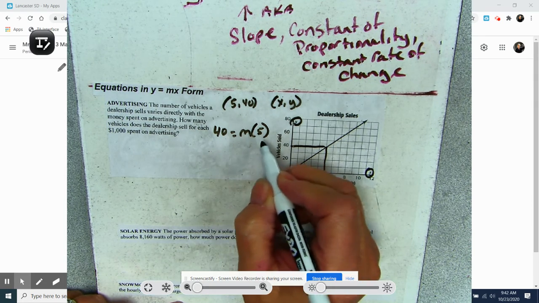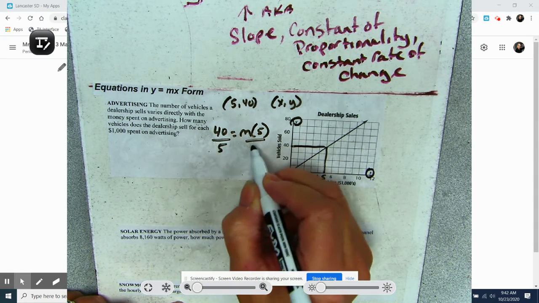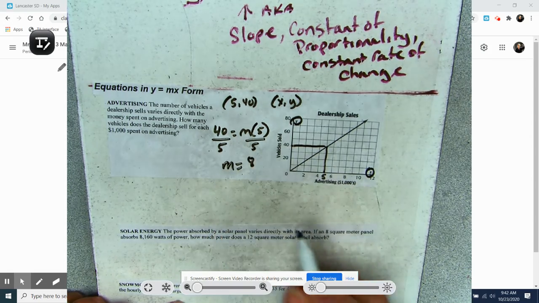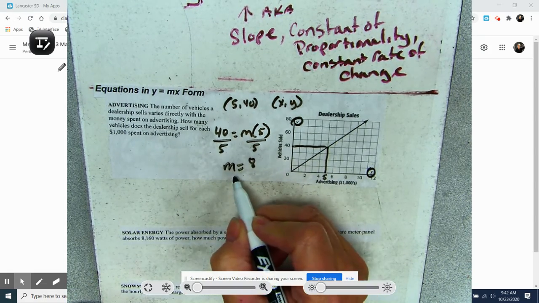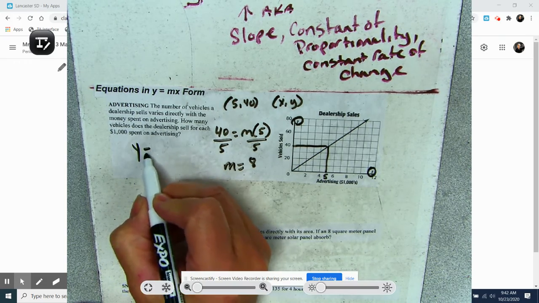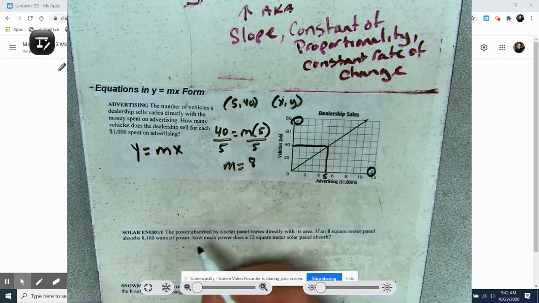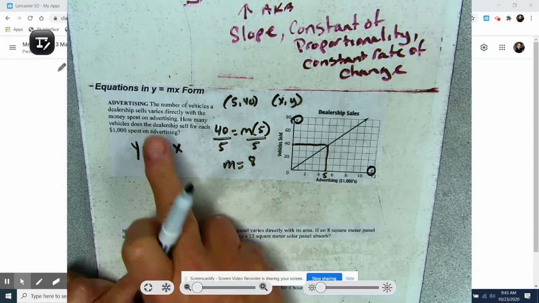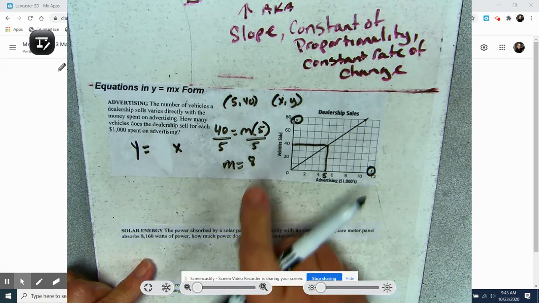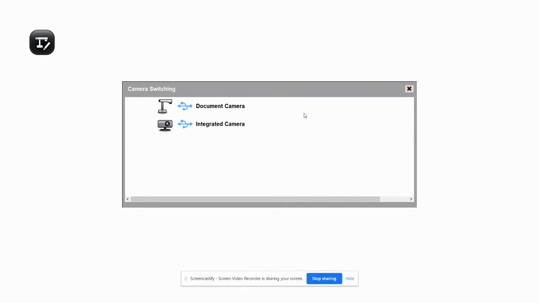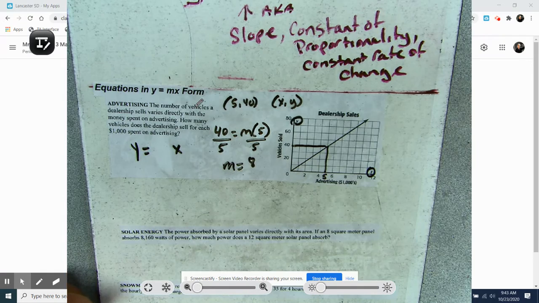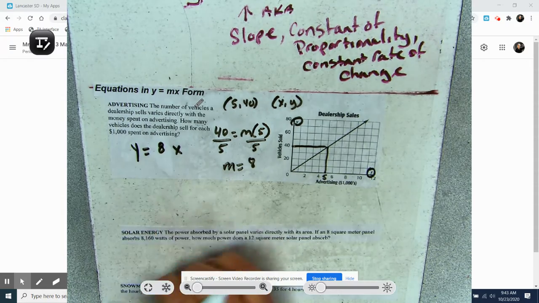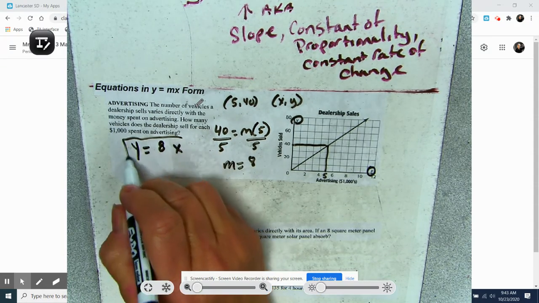So here, this is a multiplication, so we are going to divide. And m is going to equal 40 divided by 5, which is 8. Okay, so now we know what m is. We're going to go into our equation, y equals mx. That's our standard form equation. And now we are going to replace the m with the value of m. The value of m is 8. So we have y equals 8x. That is our direct variation equation.